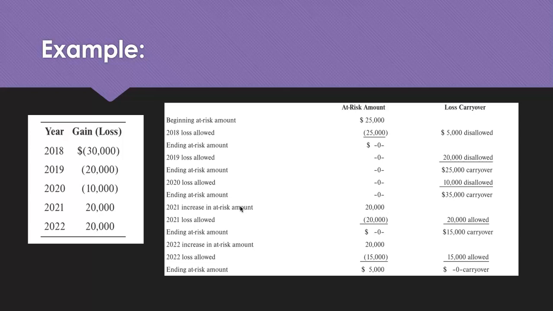And then finally in 2021, she was in the green again, so then we would take that $20,000, which is allowed, and subtract that from the carryover. So you would end up with $15,000 left at the carryover. And then again, she was in the green again. So we would subtract that $15,000 carryover to create an ending at-risk amount of $5,000. So if that was confusing, I apologize. But if you go through the numbers left to right, it makes perfect sense. So I think this is a great example if you're having trouble understanding where the disallowed losses are.